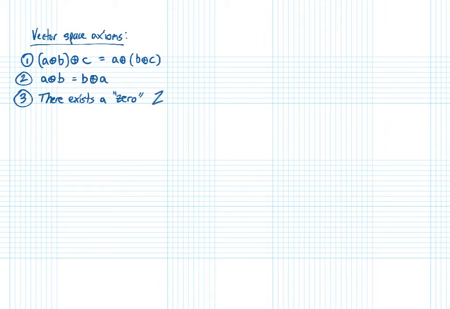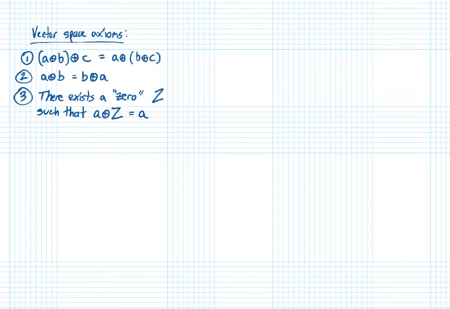So to avoid confusion, I'm going to use a capital Z to represent this 0. And this 0 is defined by the property that A plus Z is equal to A for all A in the vector space. And then there's a similar situation with axiom 4. This is the axiom that says that there exist minuses. But again, the minuses don't have to be the thing that we normally think of as minuses. They're just the things that when you add something to its minus, you get 0.